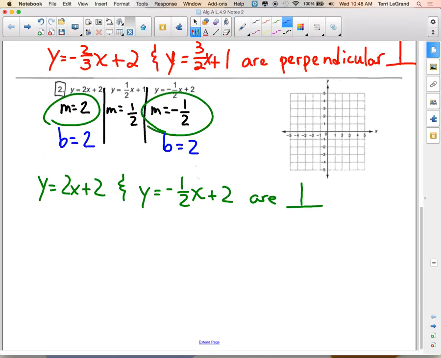Hey, notice something about what's true about their y-intercepts. They're the same. So this will help us prove whether or not you can have perpendicular lines that do share the same y-intercept.